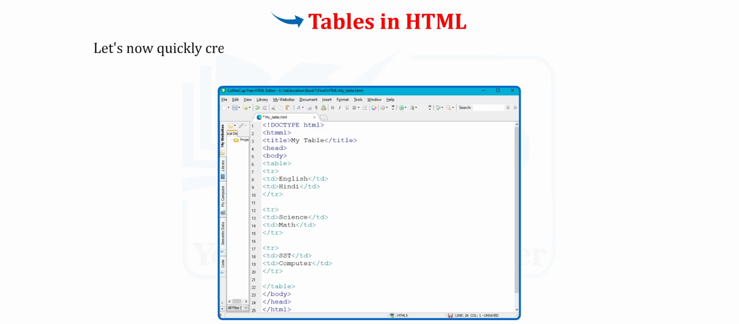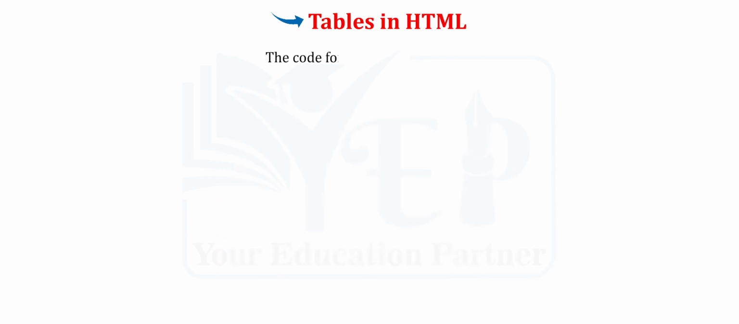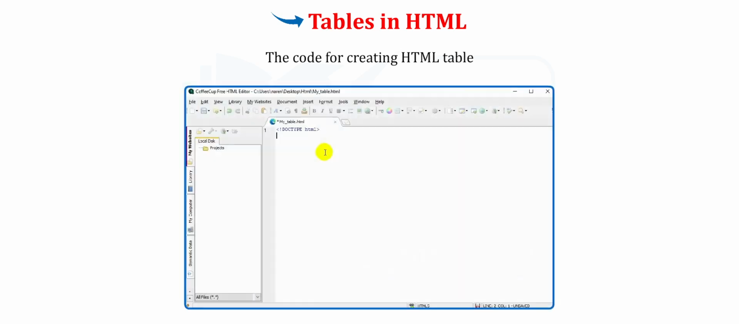Let's now quickly create a table using the table tag and add rows and data to it using tr and td tags. The code for creating an HTML table.